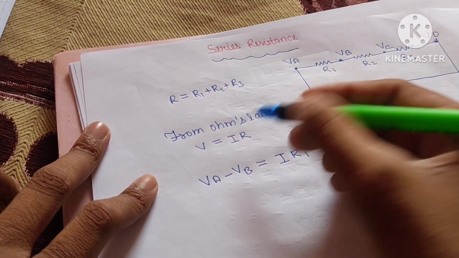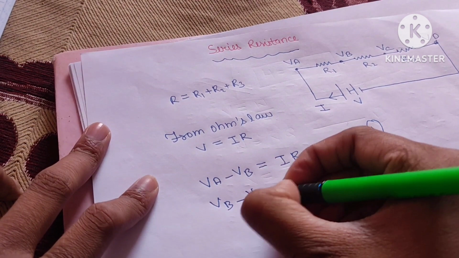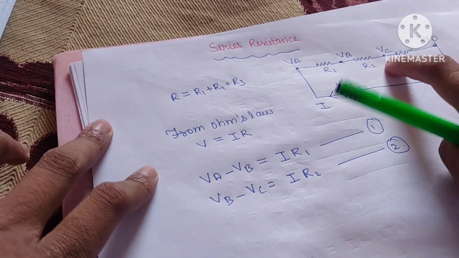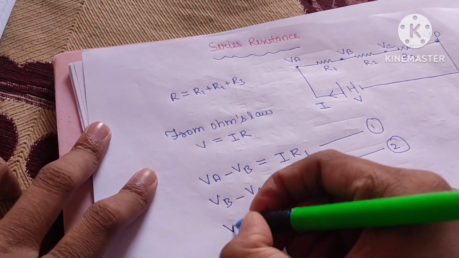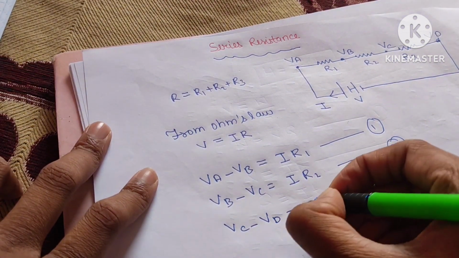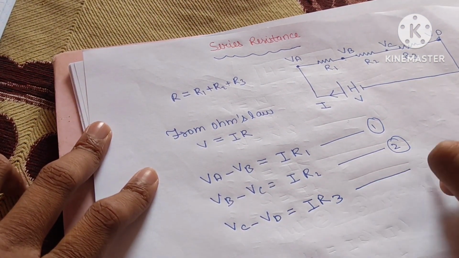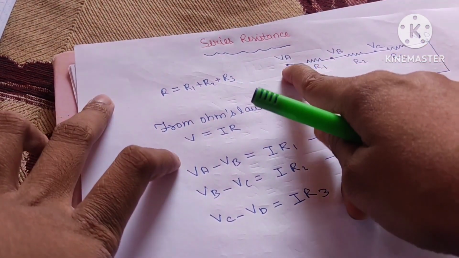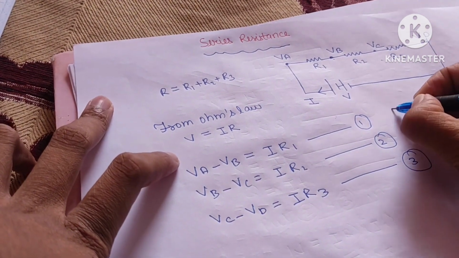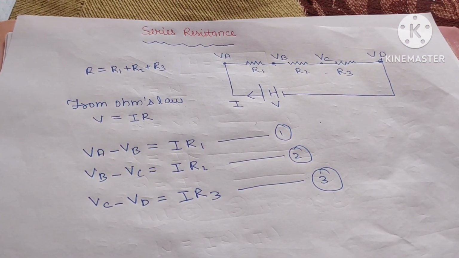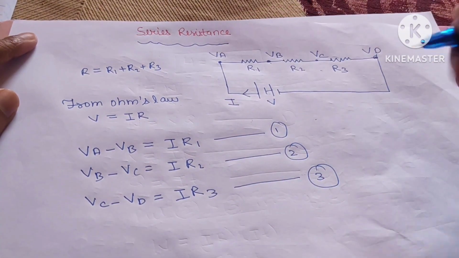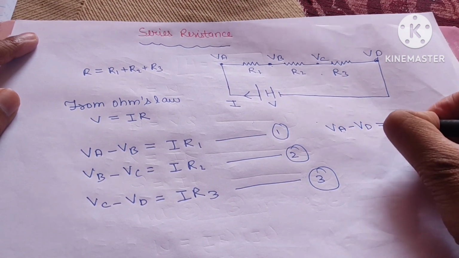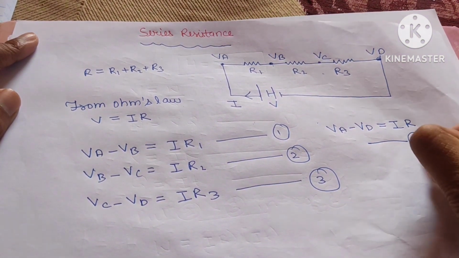From VB to VC, we have IR2. Take this as equation 2. From VC to VD, we have IR3. Take this as equation 3. And take the whole once from VA to VD. From VA to VD, we have V equal to IR. Okay, this is the last equation, equation 4.